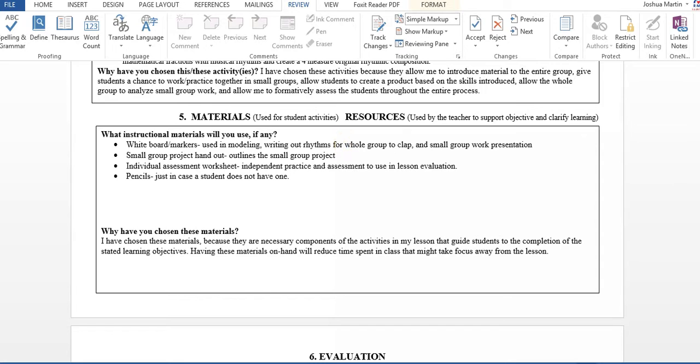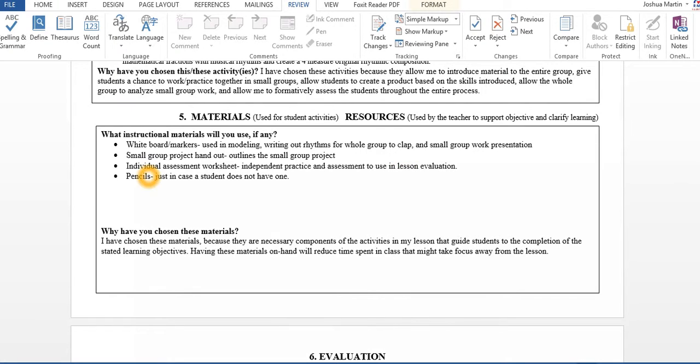We'll also have the small group project handout, which is going to outline the group project and give them a chance to write it out. The next part is the individual assessment worksheet. That's going to give them a place for independent practice and a place for them to include the work that I will be using for assessment so that I can evaluate the lesson at the end.